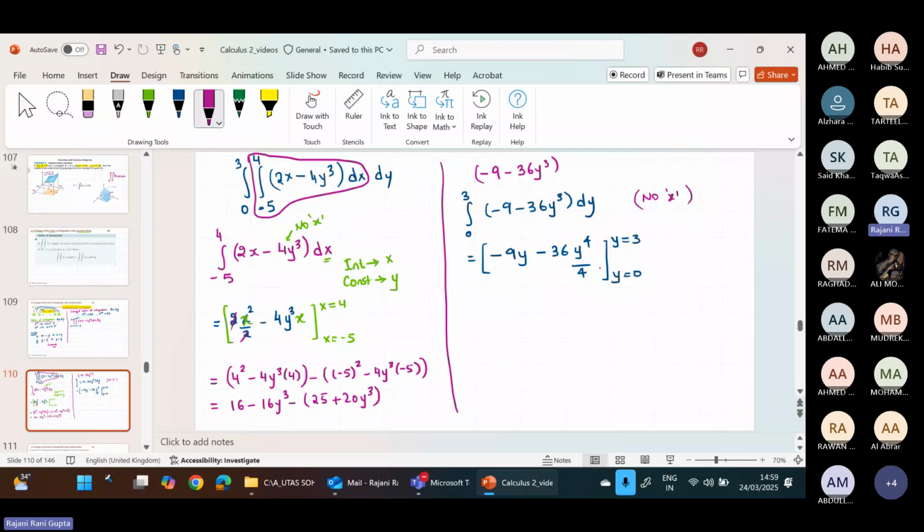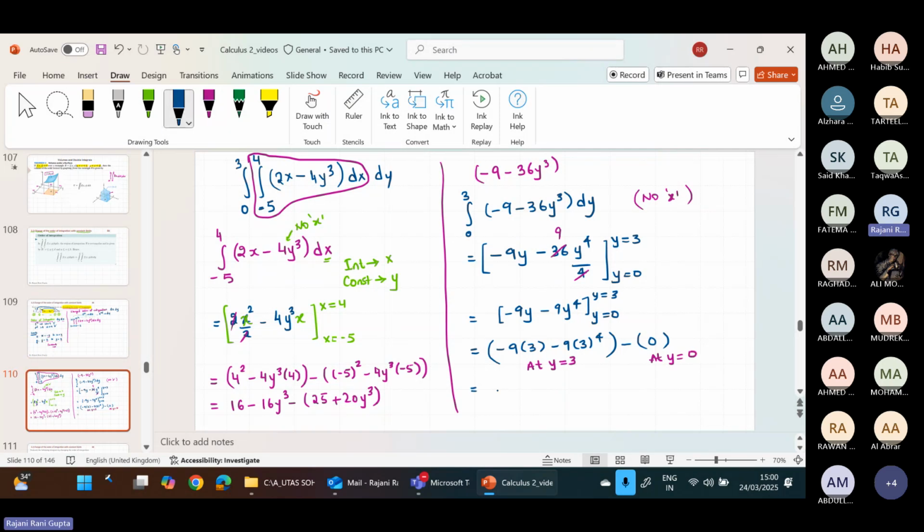You can simplify 4, get 9. So you have minus 9y minus 9y power 4, y is from 0 to 3, giving you minus 9 when you substitute the limit, 3 power 4. And this will be 0. So you have this at y equal to 3 and this is at y equal to 0. Then you simplify to get your final answer.